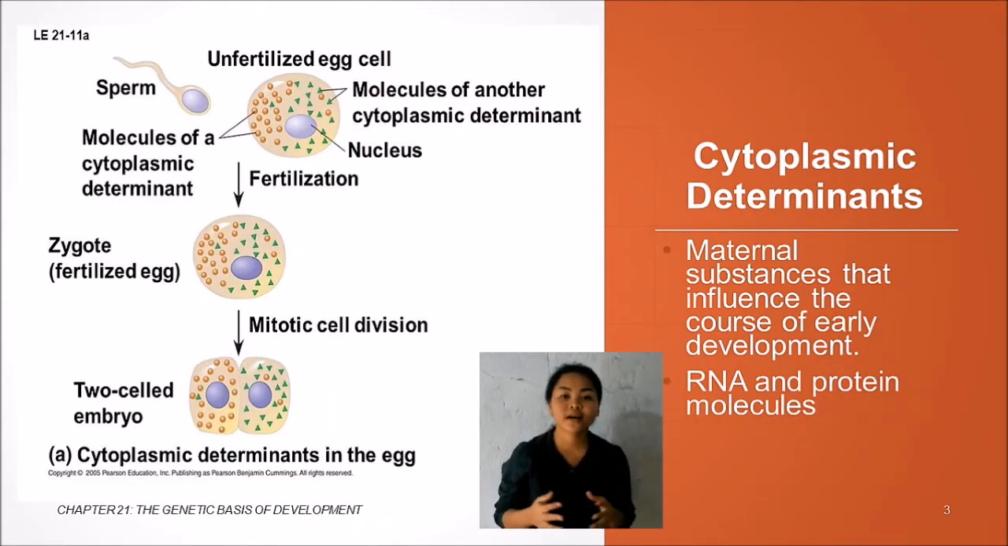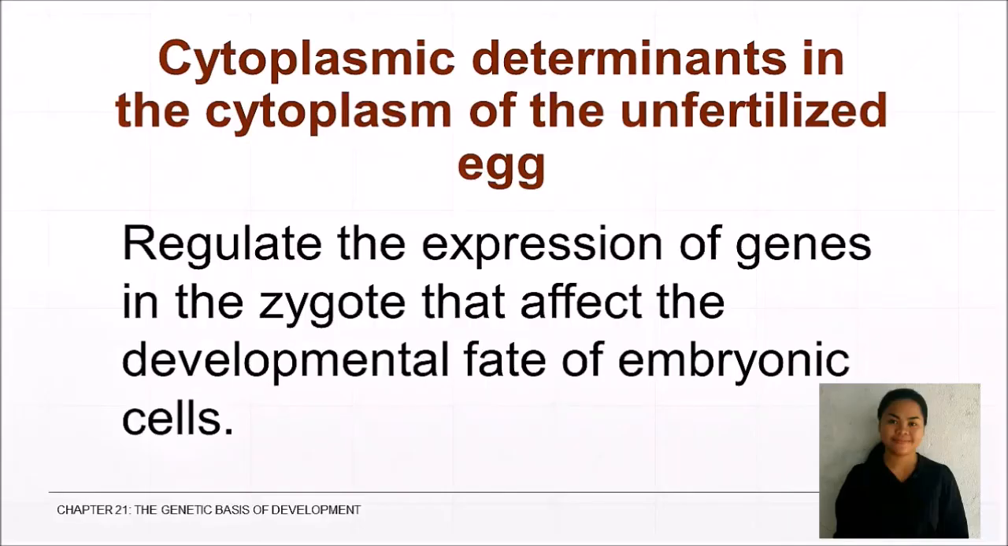So, when we talk about the cytoplasm of the egg cell, we are considering the cytoplasmic determinants that regulate the gene expression in the embryo or zygote, and then it affects the developmental fate of the said zygote. I have here a figure of the cytoplasmic determinants in the egg cell. Let us first focus on the egg cell. Notice that in this figure, we have the green triangle and the orange circle that represent molecules in the cytoplasm of the egg cell.